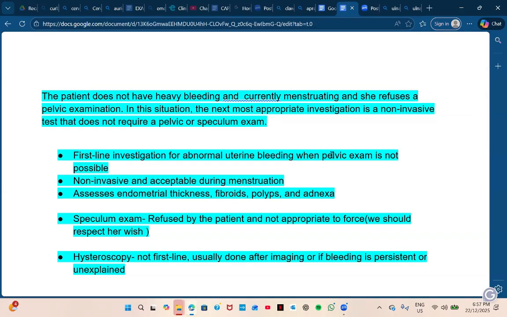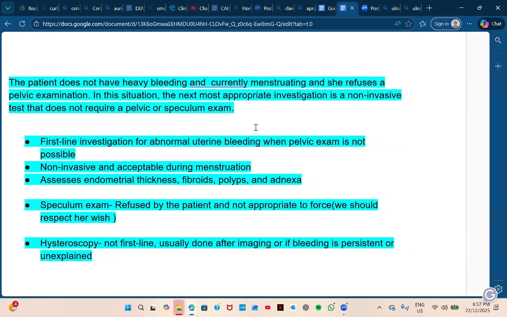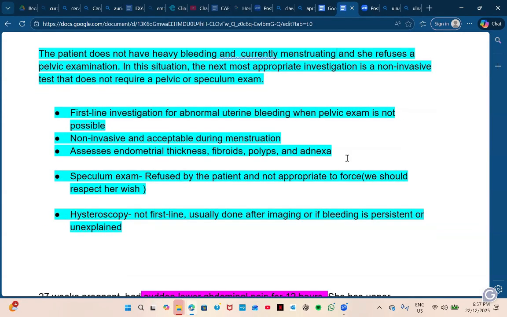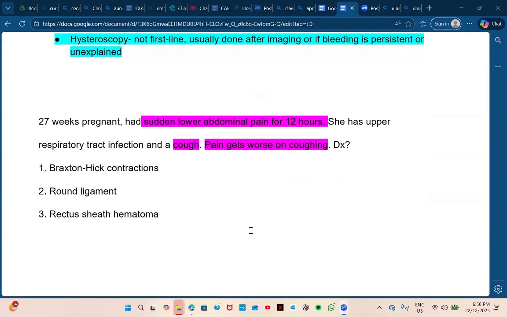In this situation, the next most appropriate is a non-invasive test that does not require a pelvic or speculum examination. The first line investigation for abnormal uterine bleeding when pelvic exam is not possible, non-invasive and acceptable during menstruation, is the ultrasound, right? Speculum examination is refused by the patient and not appropriate to force. We should respect her wish, right? And hysteroscopy is not first line, done after imaging and if bleeding persists, and as a treatment we can go with that. That's very late, right? Yeah. So we all agreed.